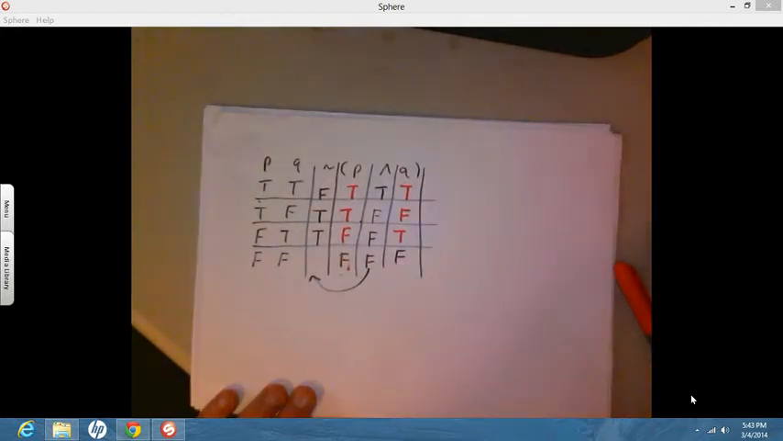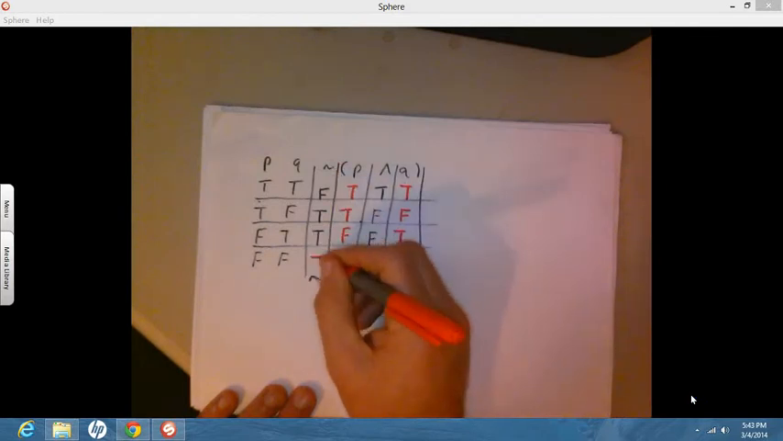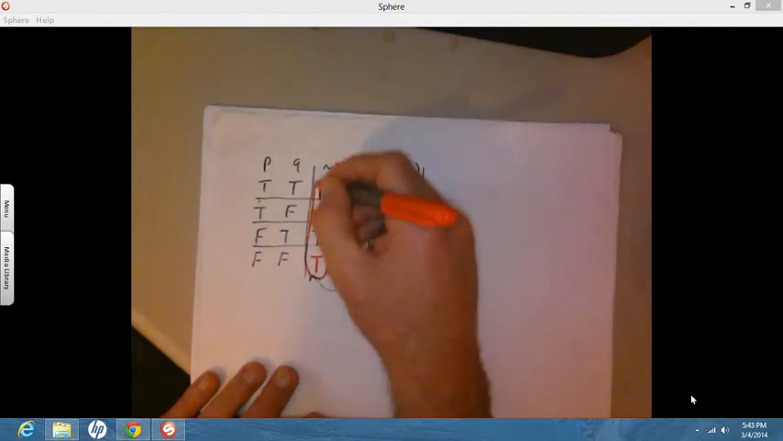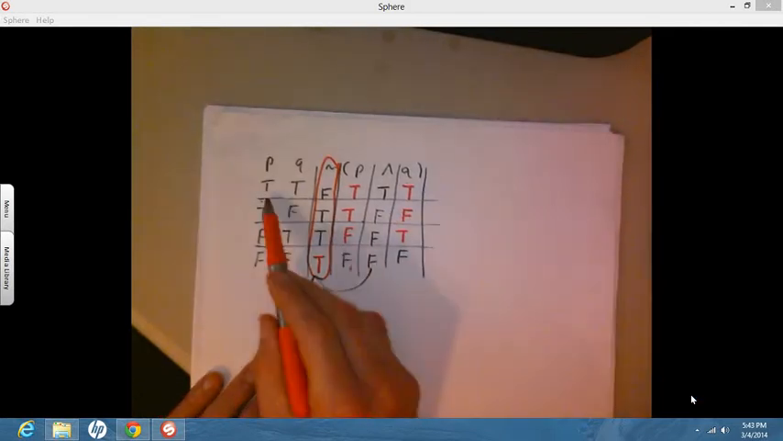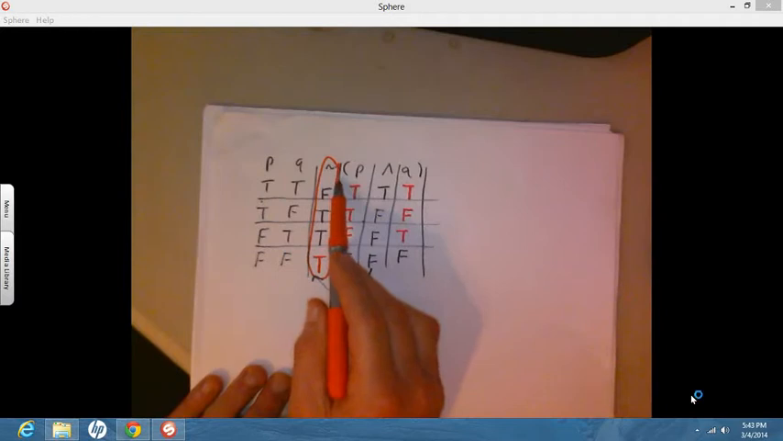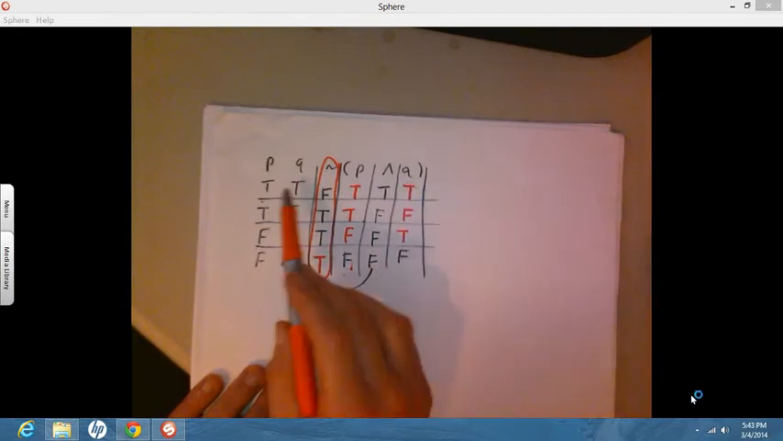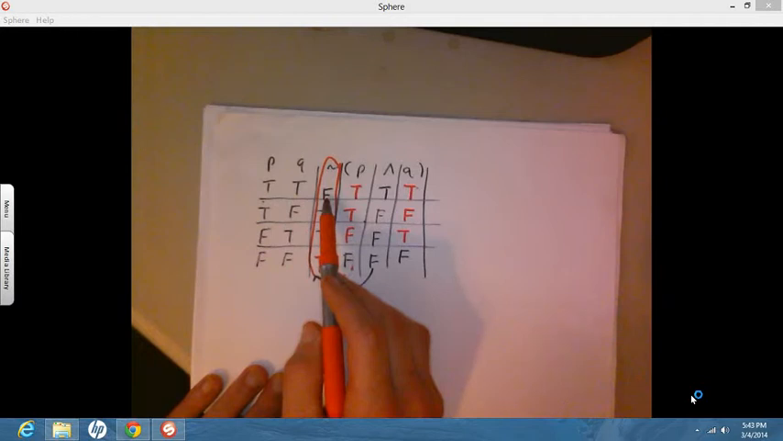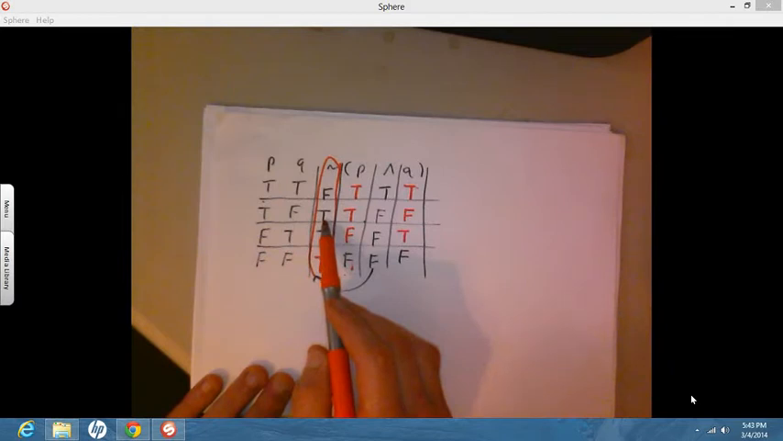Alright? So the last thing I did is the evaluation of my last operation, which is going to be here. So this tells me, for this complex sentence, the negation of P and Q, this compound statement, if my inputs are a true statement and a true statement, then this statement is going to be false. If P is true and Q is false, then my compound statement becomes true. If P is false and Q is true, my compound statement is true. And if they're both false, this compound statement evaluates to true.